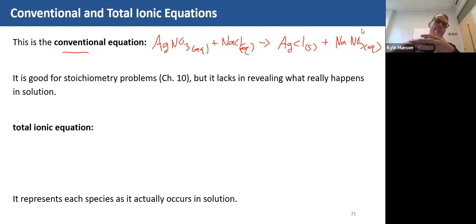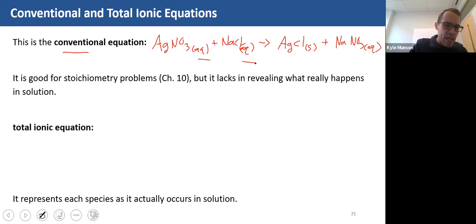So to represent what's really going on in solution, we could write something that's called the total ionic equation, which is where you break apart all the compounds that are aqueous into their ions and represent them that way. And we did that on the previous two slides. So I'm just going to write and bring together what we learned. So again, everything that's aqueous over here, we're going to break apart into its ions.